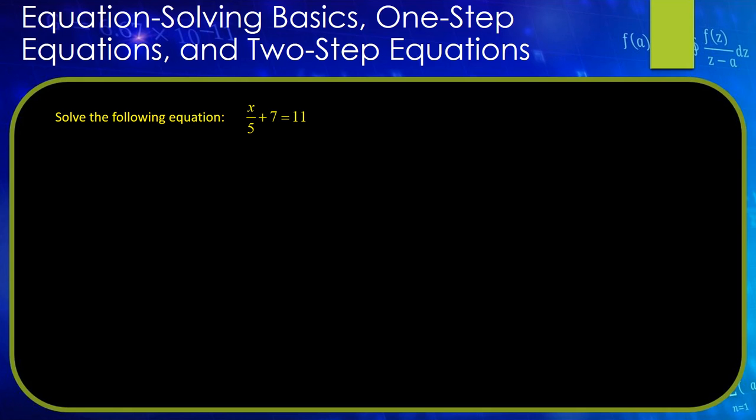So I want to isolate the x. It's on the left-hand side. So I do have a multiplication. I have a division of 5, and I have an addition of 7 that are attached to the x. And again, I have to eliminate those in the correct order in order to get the correct solution.